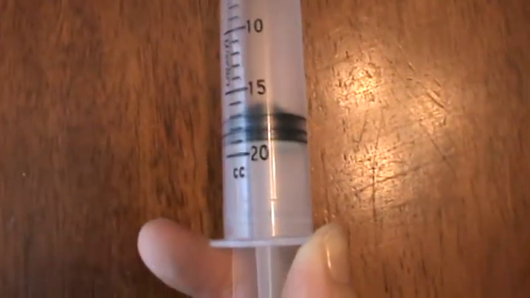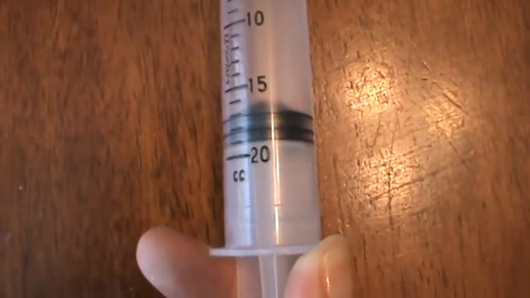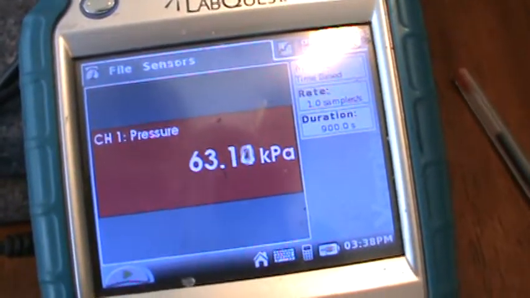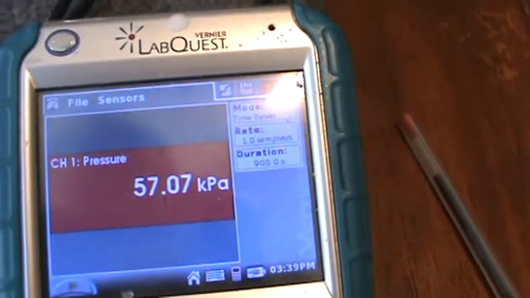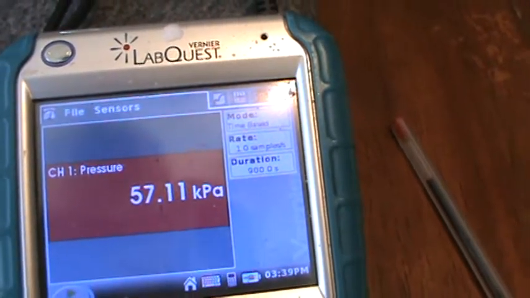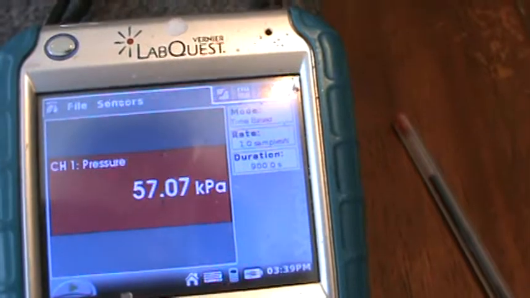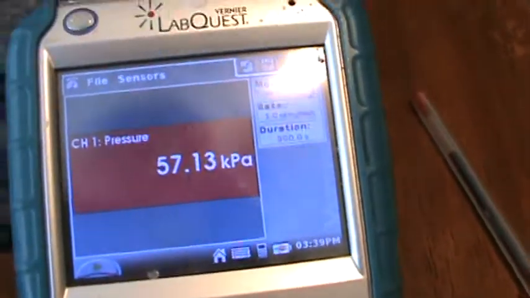I wish you guys could do this in the lab. So now we're at 17.8 and the pressure is 63.1. All right, and now one more, and let's see if I can do this one-handed. All right, 19, so 19.8, and our pressure is 57.1 kilopascals. All right, you know what, let's do one more.